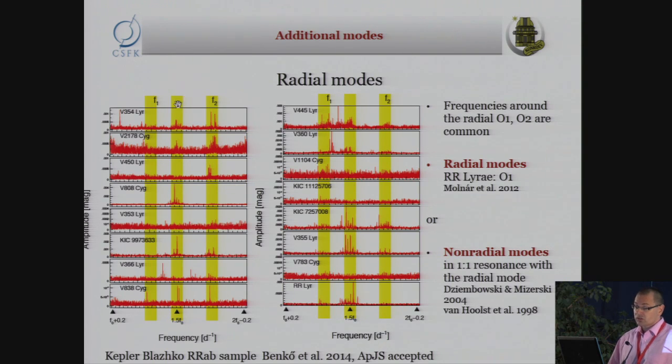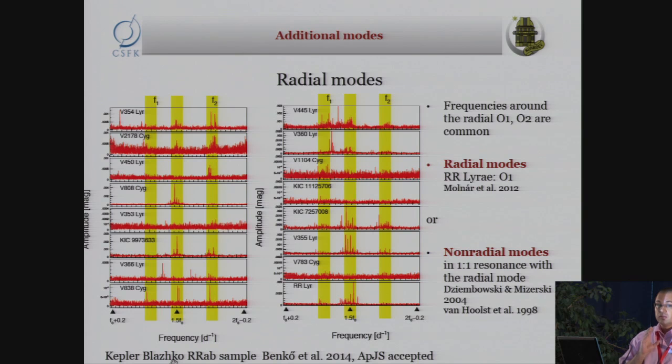And the other 2 yellow bands show the theoretical prediction of the location of the first overtone and the second overtone, radial overtones. So what you see here is many of these stars show power around the second overtone, and also some of those around the first overtone. So we have 2 options here.